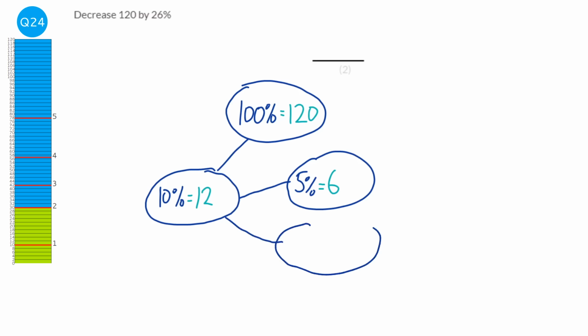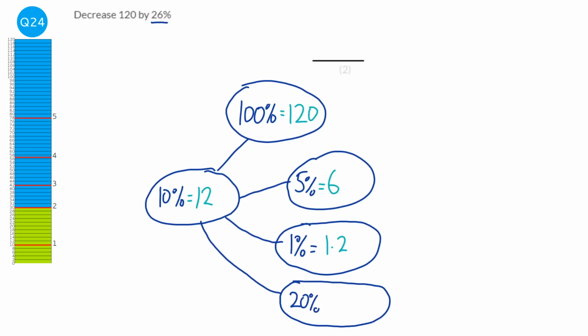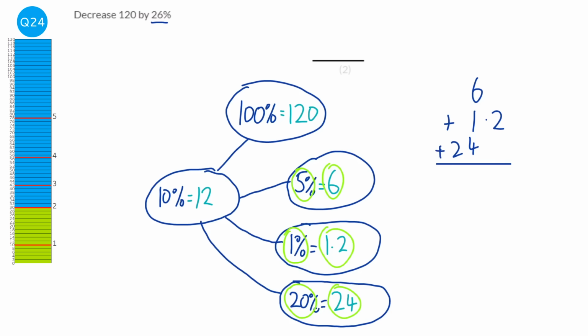We could do with 1% as well, and we're trying to get to 26%, so we'll do 1%. So dividing the 10% by 10 again, 1.2. And we could do with 20%, and 20% just means we're going to double the 10%. So double 12 will be 24. So to work out 26%, we need to add these together. So we've got a 6, a 1.2, and a 24, and we're adding them together. And that would be 11, so carry the 1, and that would be 3.